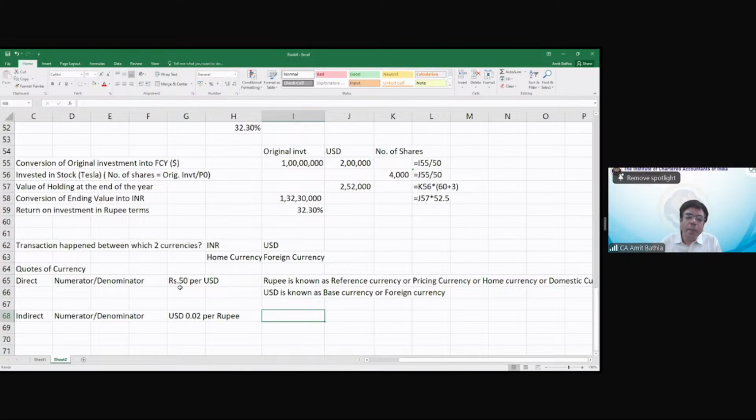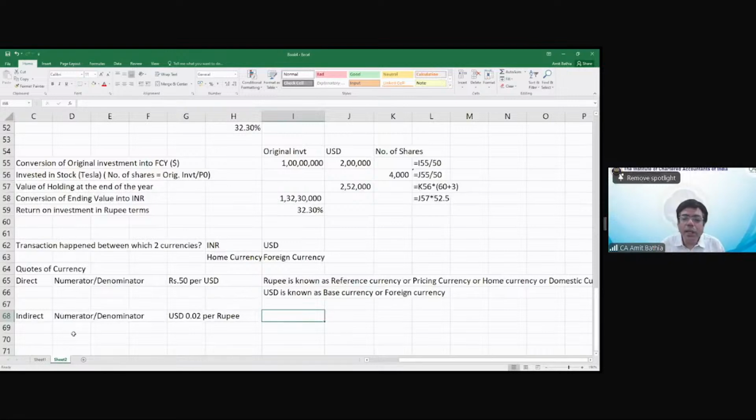USD, yes sir. Which is the reference currency? USD, sir, foreign currency. Numerator is known as reference currency, right? So reference currency is always the one in the numerator, because the denominator is always known as the base currency. So if I say it is USD 2 cents per rupee, rupee is the base currency in that case and USD is the reference currency, also known as the pricing currency. Is that clear? Are you with me?